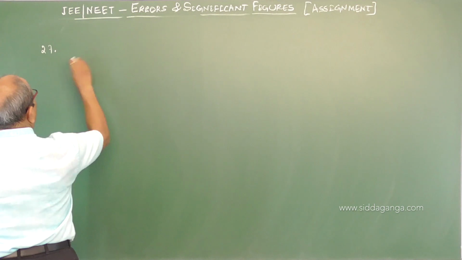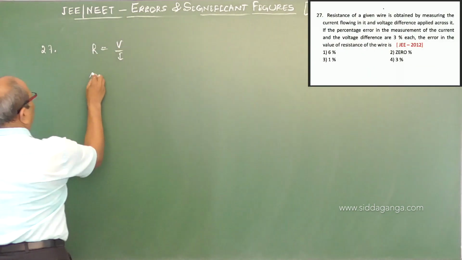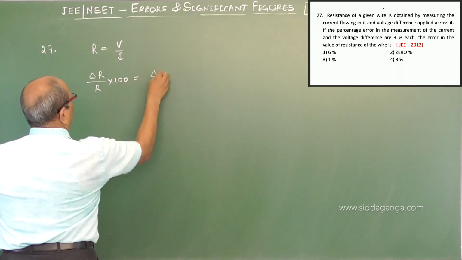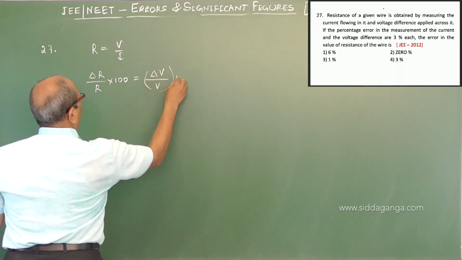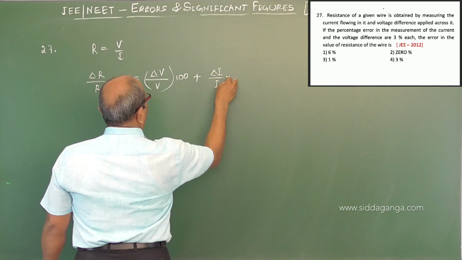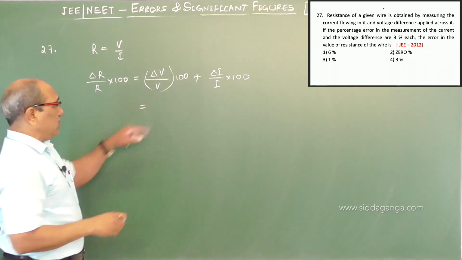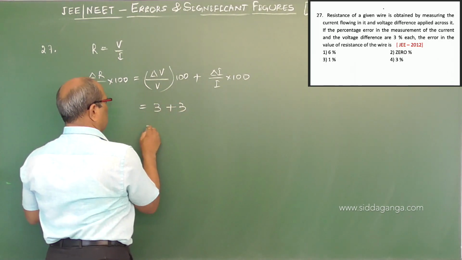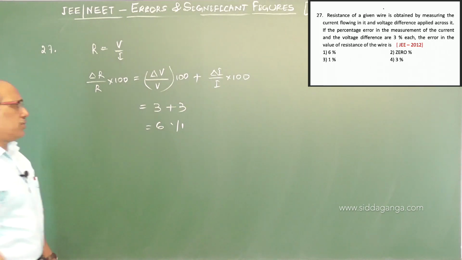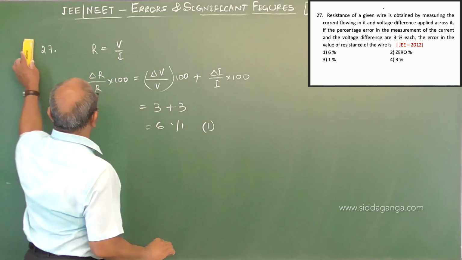JEE 2012, question 27. So resistance is voltage by current. The percentage error is delta R by R into 100, which equals delta V by V into 100 plus delta I by I into 100. Each is 3%. Voltage variation is 3, current is also 3. Therefore, the answer should be 6%, option number 1. Come to the next.